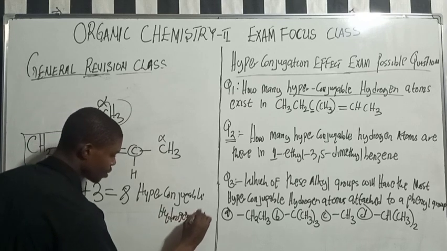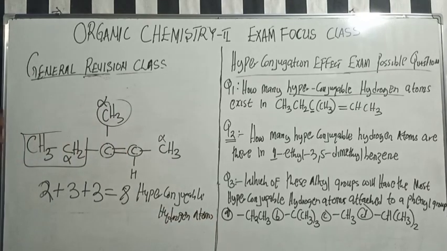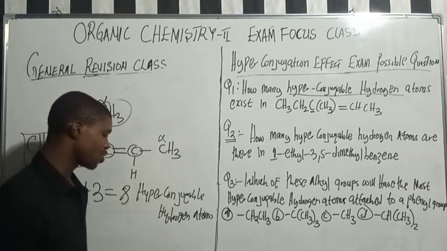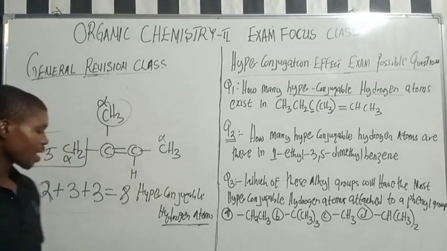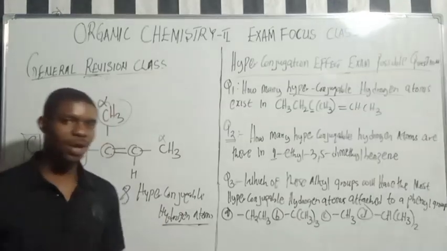So here we have eight hyperconjugable hydrogen atoms. That is it. Eight hyperconjugable hydrogen atoms.